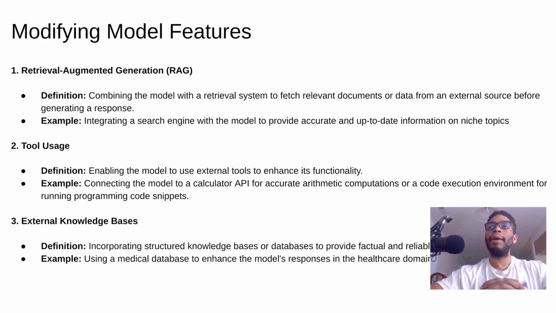Tools, very popular. That's what we're using with LangChain. That's what we're trying to get going. Being able to interrupt the generation, refer to something else, and continue the generation. External knowledge bases, that's similar to RAG in that we're taking external information and we are using that to bolster the generation with respect to the input.